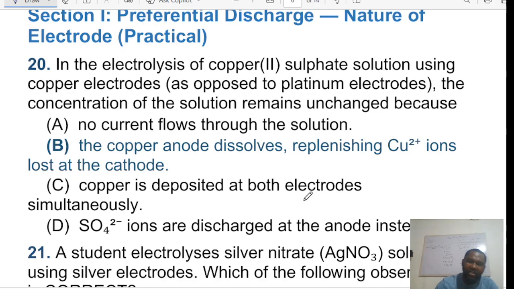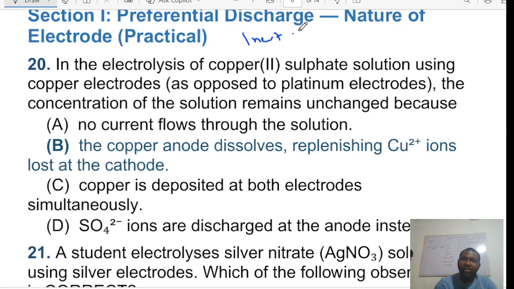The first one is that in electrolysis, generally, we use inert electrodes. Inert is I-N-E-R-T, inert electrodes, and there are two of them. We have platinum and graphite. Graphite, also called carbon, is an allotrope of carbon, okay?